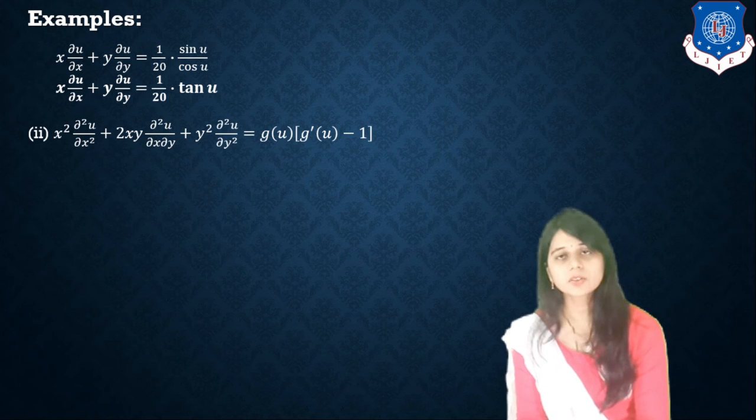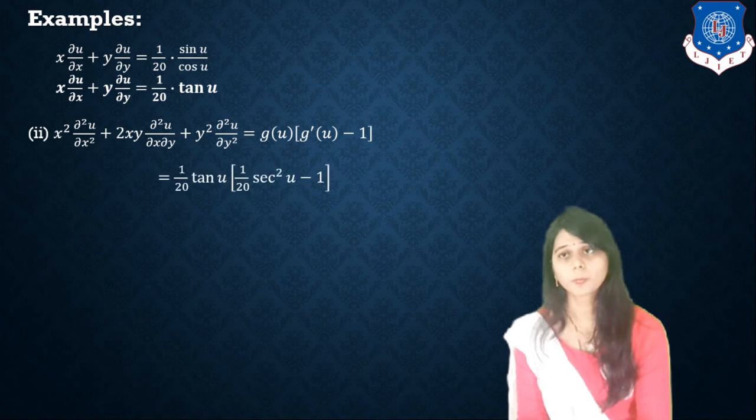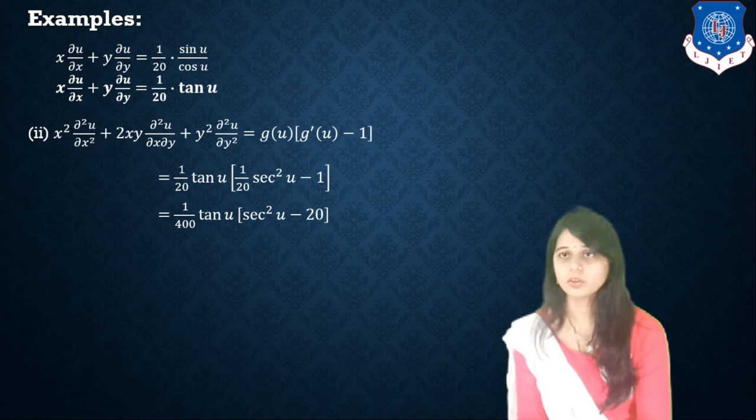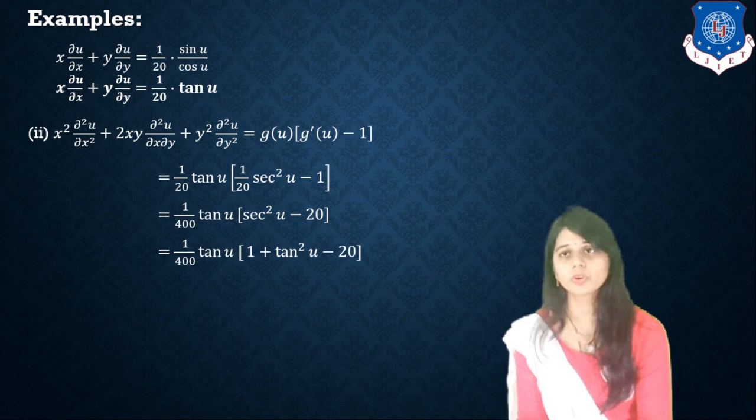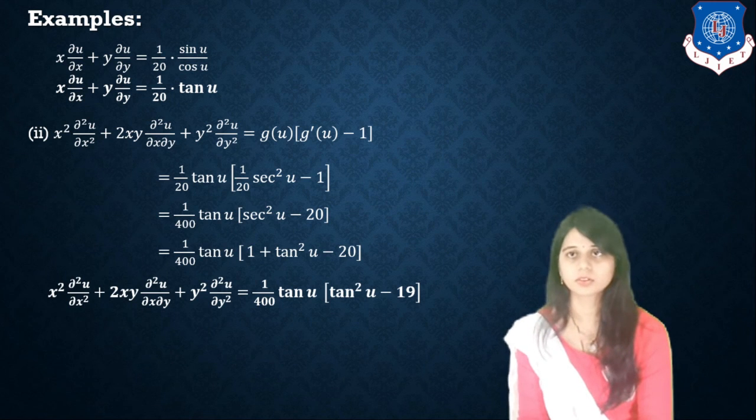Now for the second result, x square del square u by del x square plus 2xy del square u upon del x del y plus y square del square u upon del y square equal to g of u into g dash u minus 1. What is our g of u? That is f of u upon f dash u into n. We get 1 upon 20 tan u. What is our g dash u? That is 1 upon 20 sec square u. So taking 1 by 20 outside the bracket, we get 1 by 400 tan u into sec square u minus 20. Writing sec square u as 1 plus tan square u, we get 1 by 400 tan u into tan square u minus 19 is the second result.